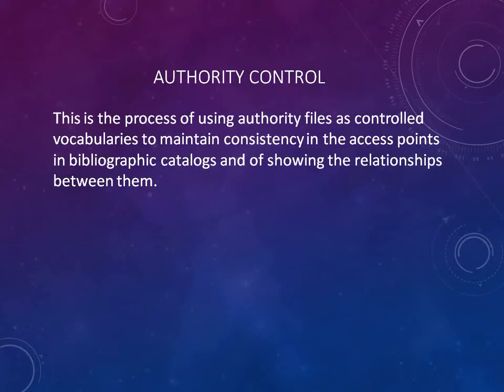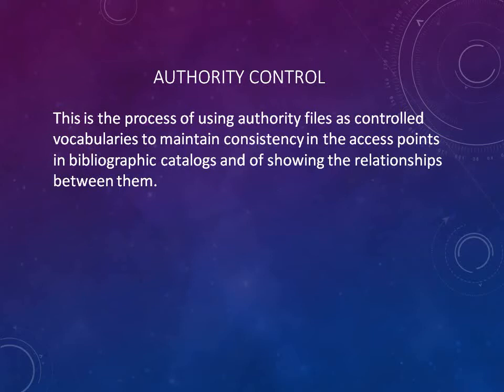The process of choosing authorized terms, maintaining and updating those terms in authority records, and using those terms in the bibliographic record access points is called authority control. This work maintains the consistency of access points in bibliographic records and shows the relationships between these access points, thus keeping the library catalog working at the peak of efficiency.